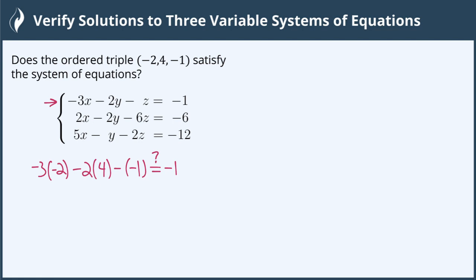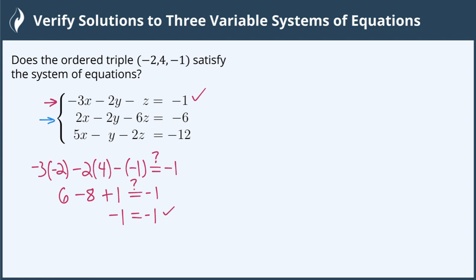So using order of operations, we'll start with the multiplication. -3 times -2 is 6. -2 times 4 is -8. With minus -1, the negatives cancel and give us +1. And again, we're looking to see, does this equal -1? Well, 6 minus 8 is -2, and -2 plus 1 is -1. So yes, -1 equals -1. It's a true statement. We know that (-2, 4, -1) is a solution to the first equation.